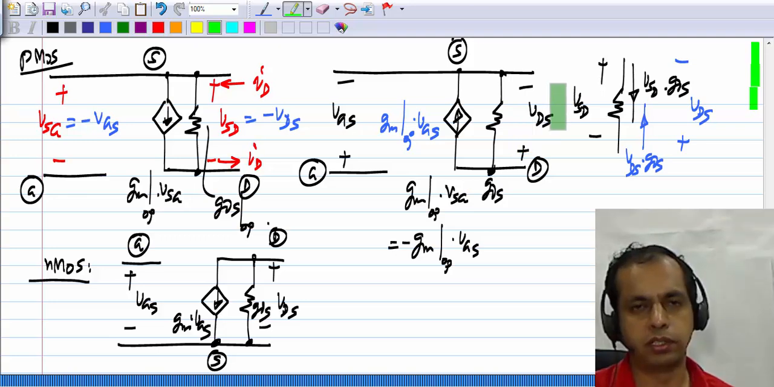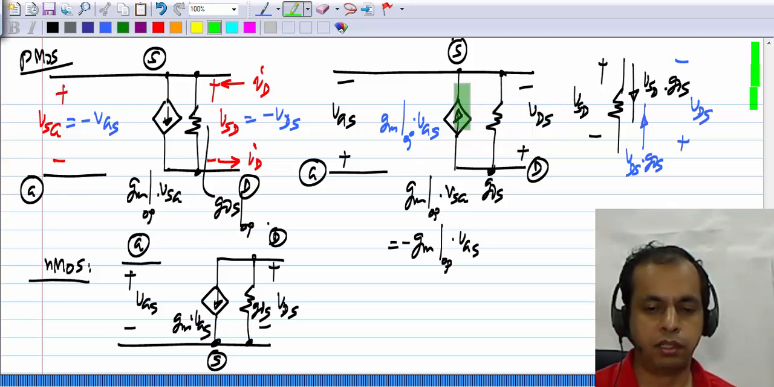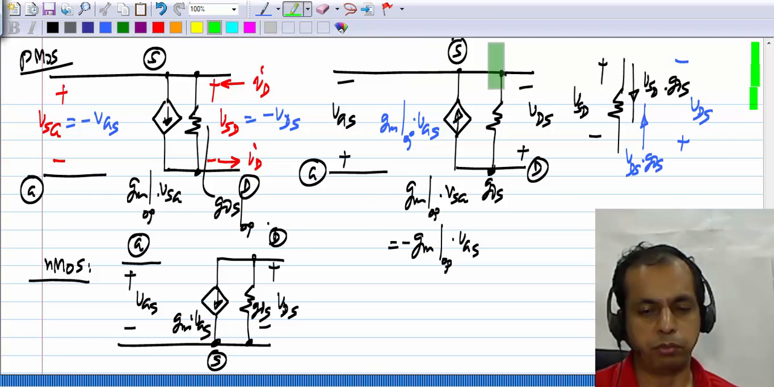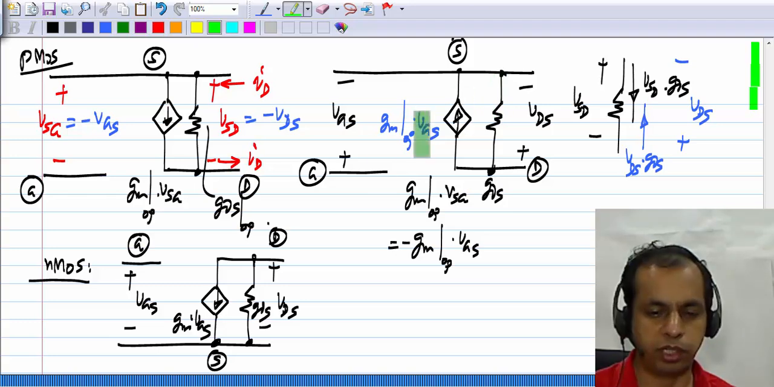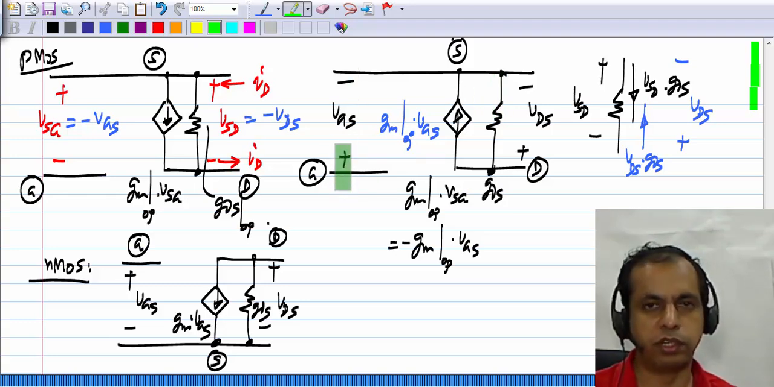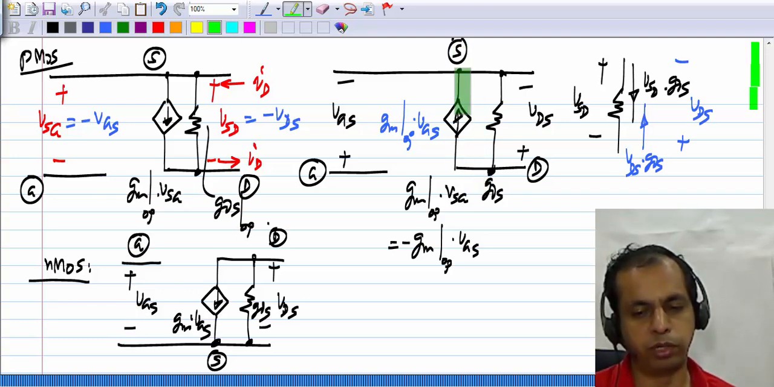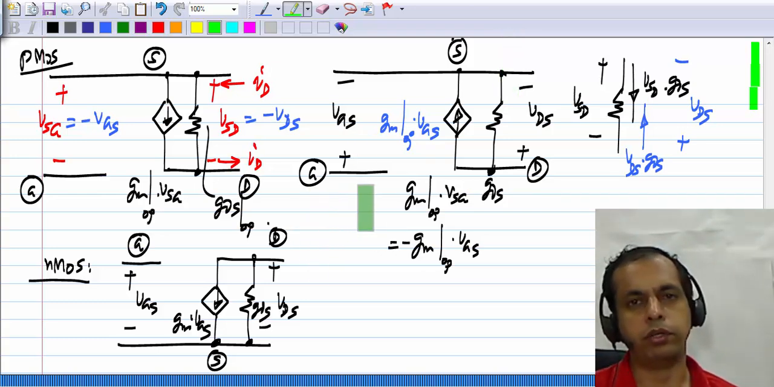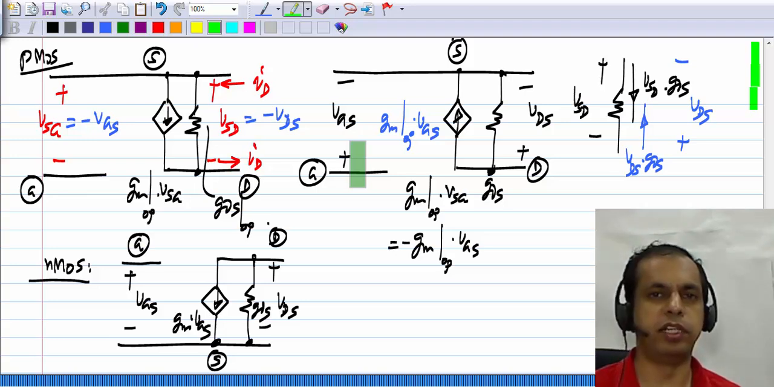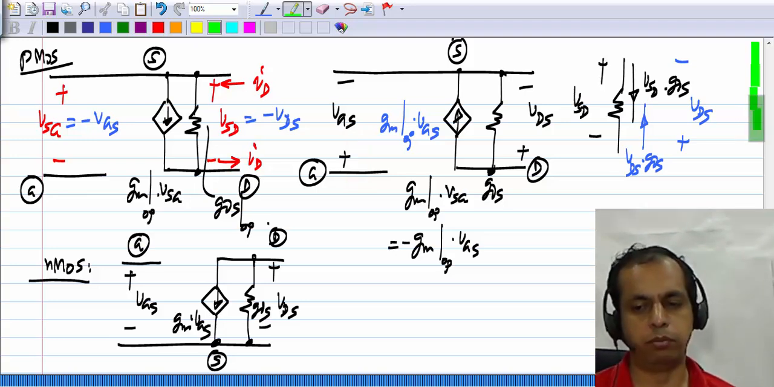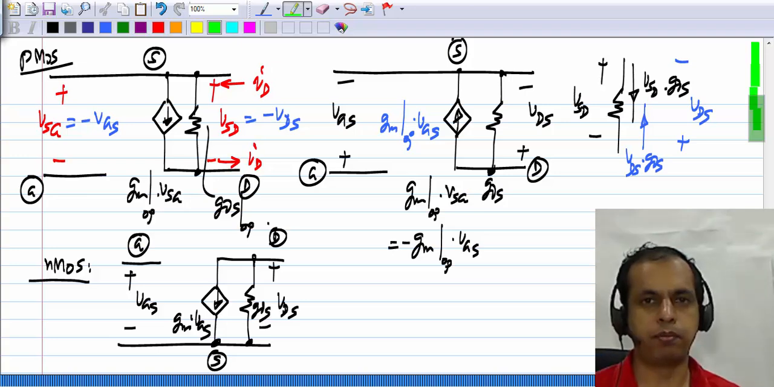Now why did I do all this? If you do this, you will see that the incremental picture of the PMOS transistor and the NMOS transistor are exactly the same. It's now drawn in a weird way, but you see that you have gate source voltage defined from gate to source, the same as here. You have this incremental current source going from drain to source, the same as here, and its value of course is gm times VGS, the same as here, and you have a conductance between drain and source. So incrementally, when you express everything in terms of VGS and VDS, the pictures of the NMOS and PMOS transistors are exactly the same.